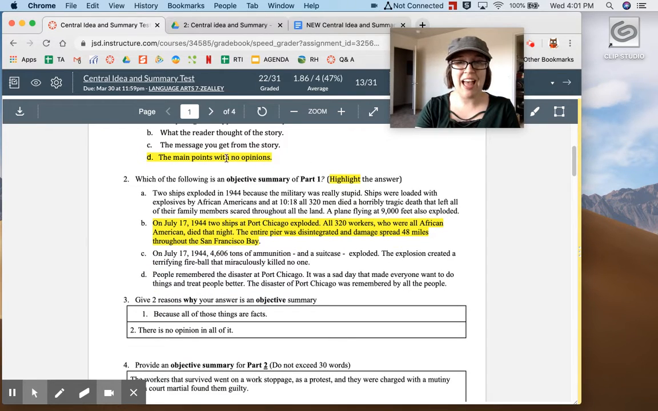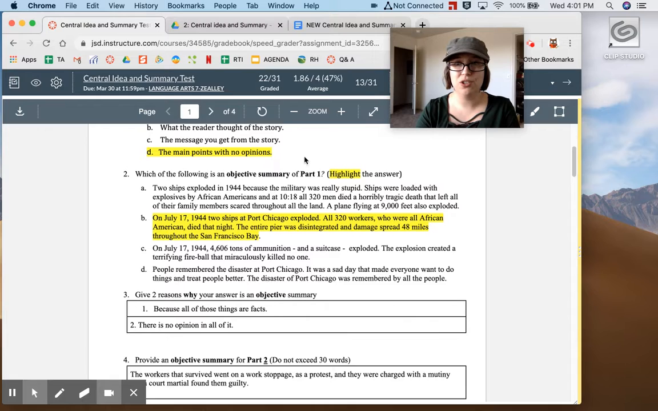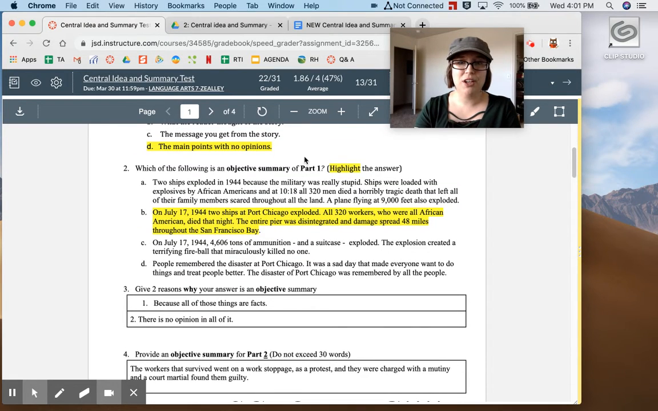When we're looking at these options that we had for a summary, we had to look at something that would have the main points and no opinions. So first things first, I'm going to look at opinions, things like stupid or big or the best or anything like that. If it's got any of that in there, not objective. So if I look at my first one, 2 ships exploded because the military was really stupid, that's their opinion, okay? It might be true, but it is still an opinion.